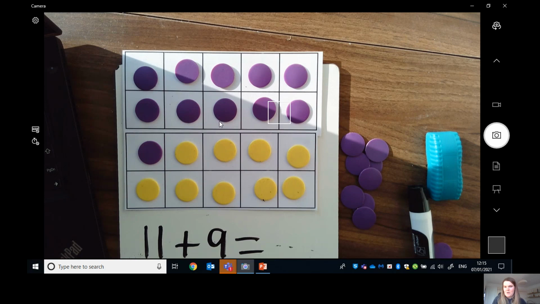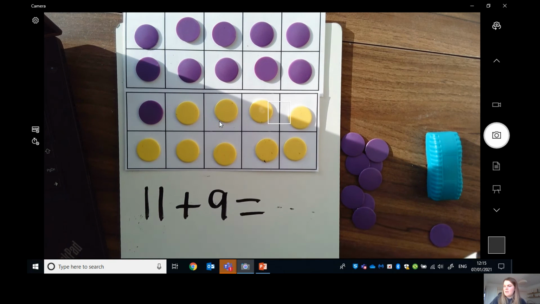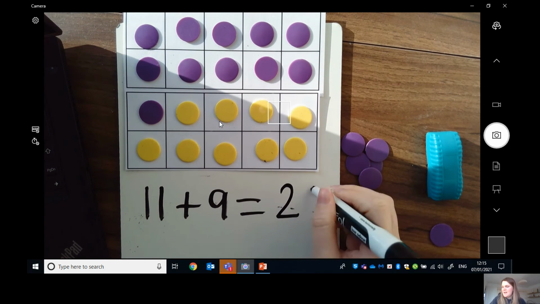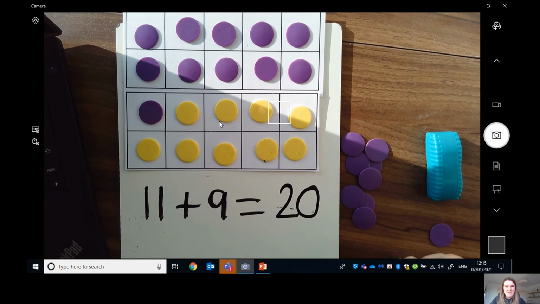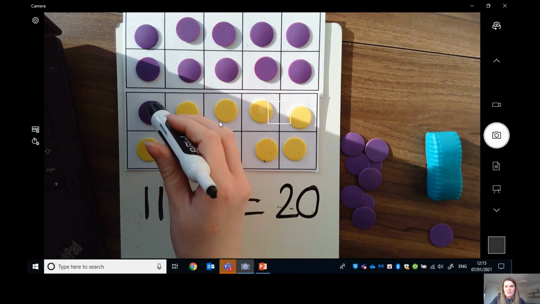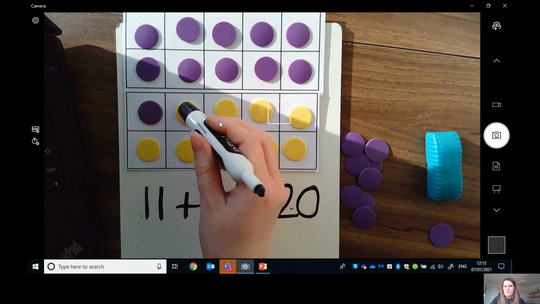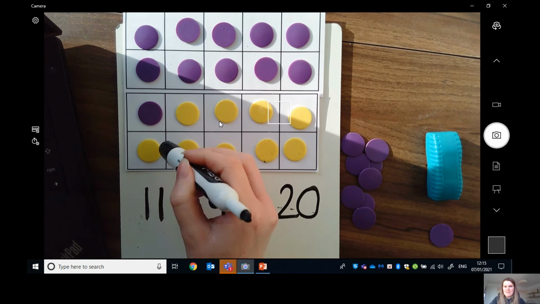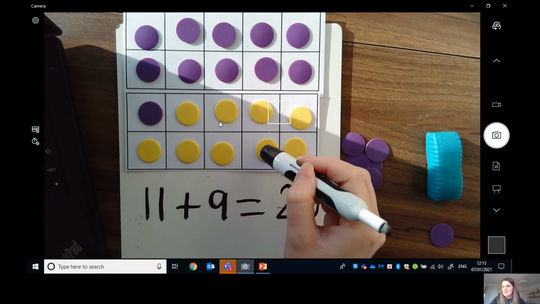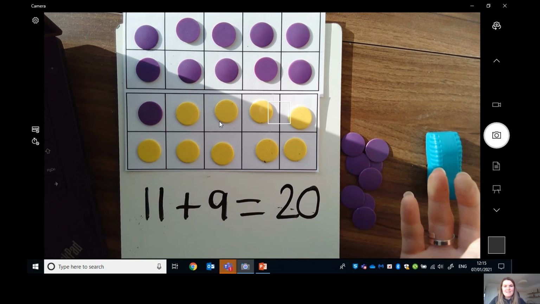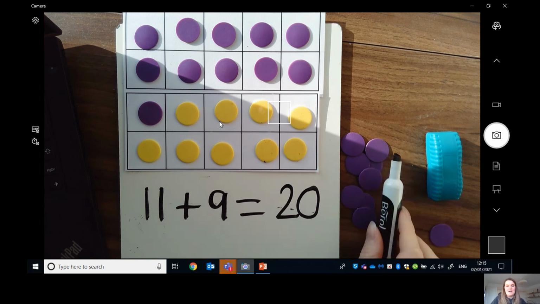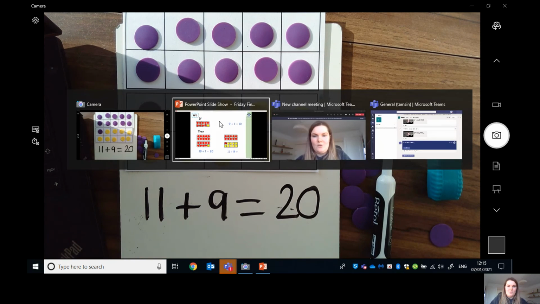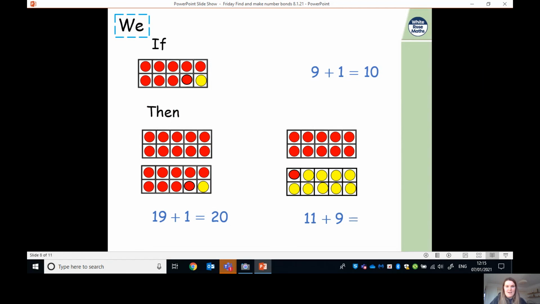Brilliant. I've had a go. 11 plus 9, and I think that's 20. Do you agree? Great. Did you count on from 11? Can you do it with me? 12, 13, 14, 15, 16, 17, 18, 19, 20. Amazing, guys. Really well done on your number bonds today.